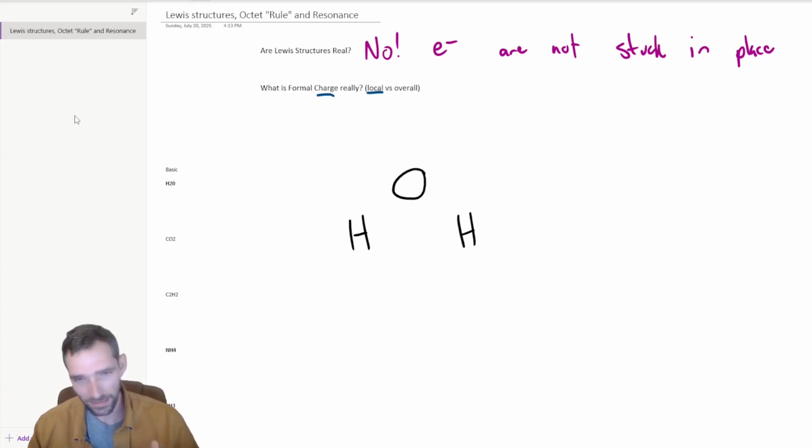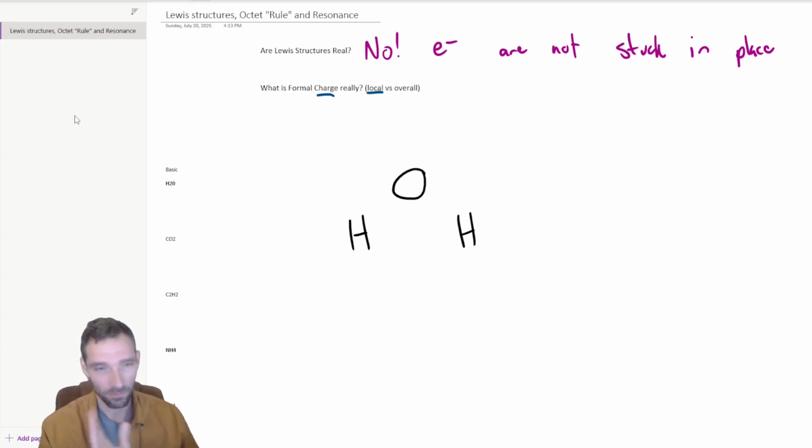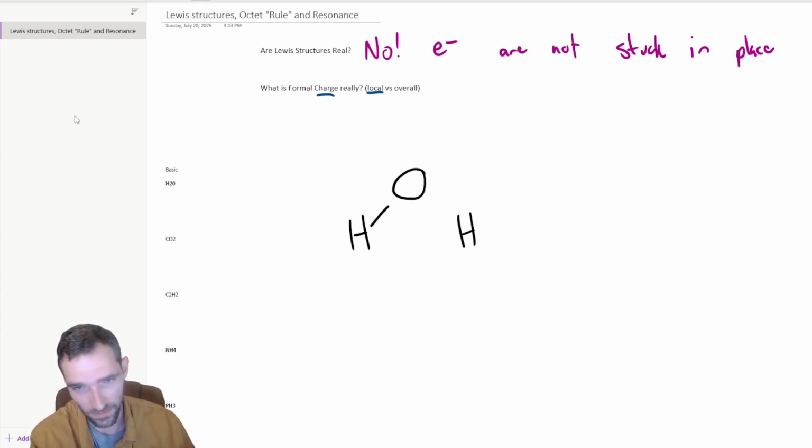In addition to that, oxygen does follow the octet rule more closely than hydrogen, for which it just doesn't really quite make sense. And we will go over why the octet rule doesn't make sense for hydrogen when we get to the next part. But for now, we're just going to start with something that's familiar.